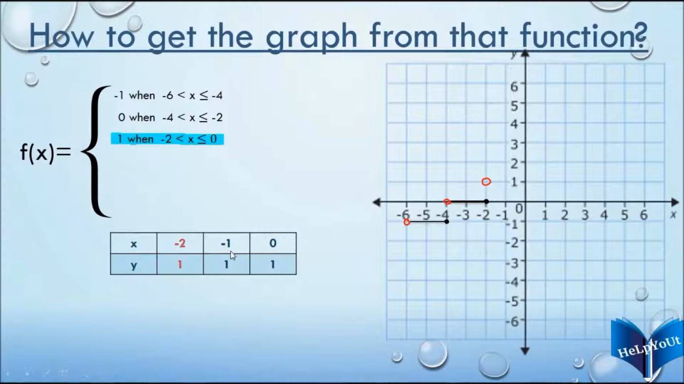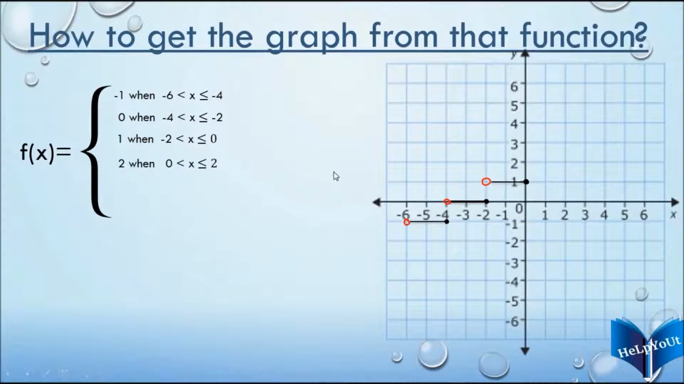Then for another point, say x equals -1, -1 is between -2 to 0. So here y is 1 again. And at x equals 0, y is 1 because here was the equality sign at x equals 0. For that we get this line. And at (0, 1), here will be the closed circle because this point was involved here.